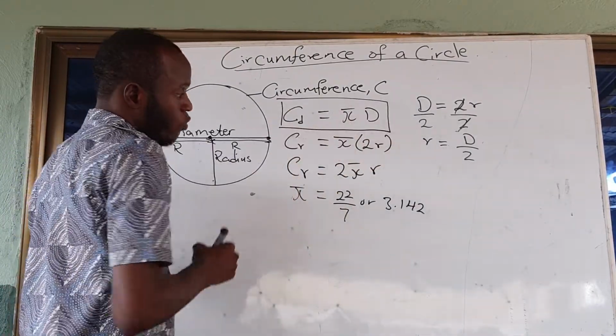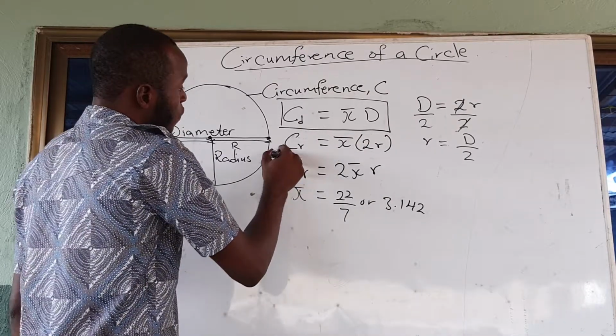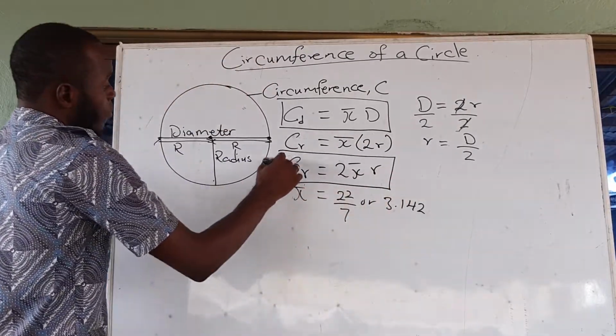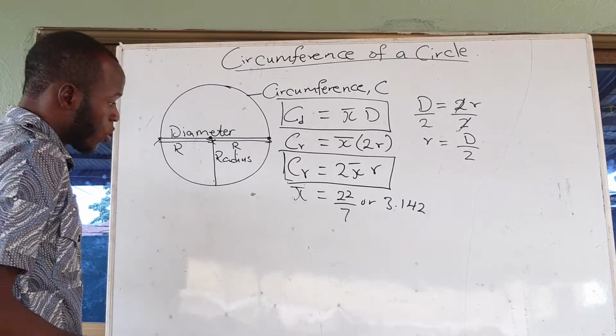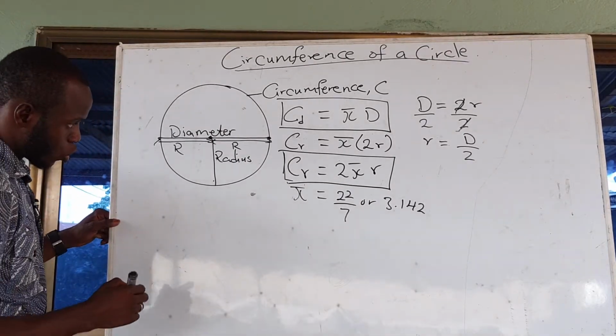Okay, so now if you are using the diameter to find the circumference of a circle, this is the formula that you will be using. And also if you are using the radius to find the circumference of a circle, this is the formula that you will be using. Okay, so now let's have a very short question here.